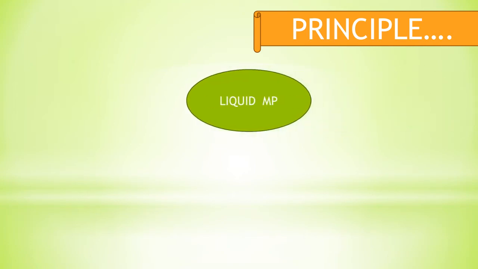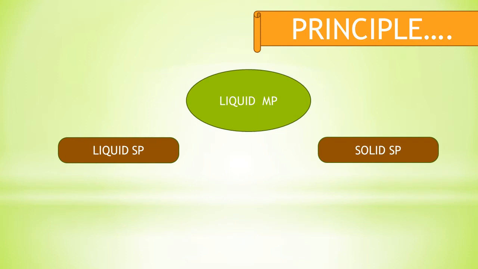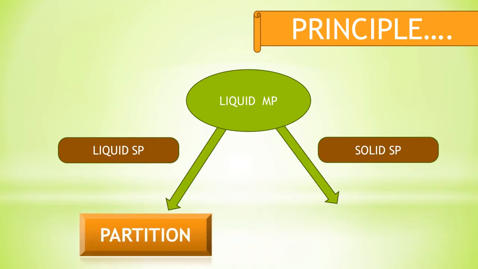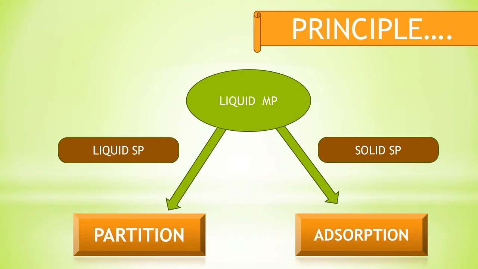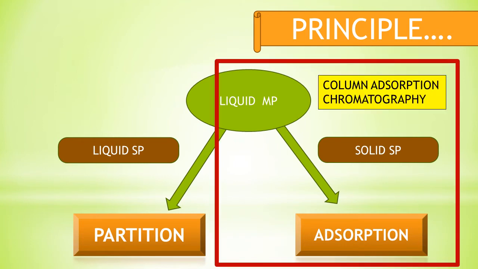Principle. We need a mobile phase and a stationary phase. The mobile phase used is liquid and the stationary phase could be either liquid or solid. If we are using a liquid stationary phase, then the principle will be partition, and if we are using a solid stationary phase, then the principle will be adsorption. In this video, we will be discussing column adsorption chromatography as it is more widely used.